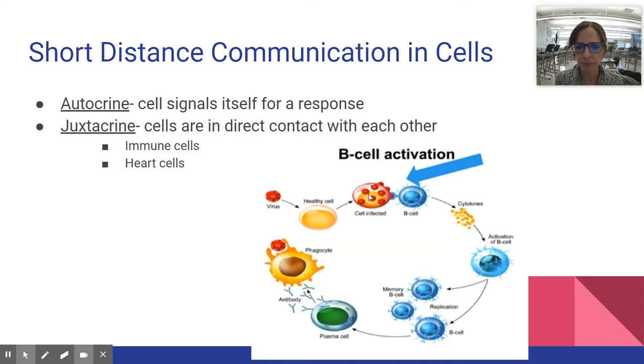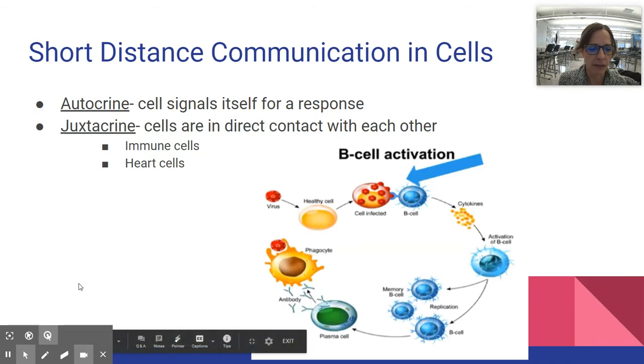So right here, you've got B and T cells in your immune system, and you can see the cell that's infected with whatever the virus, maybe COVID, is attaching directly to a B cell to activate it. So that would be an example of cells directly having contact with the other one.